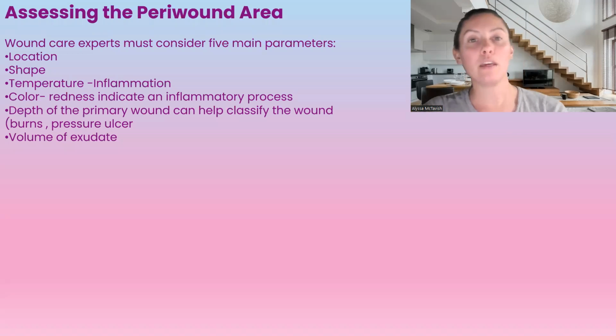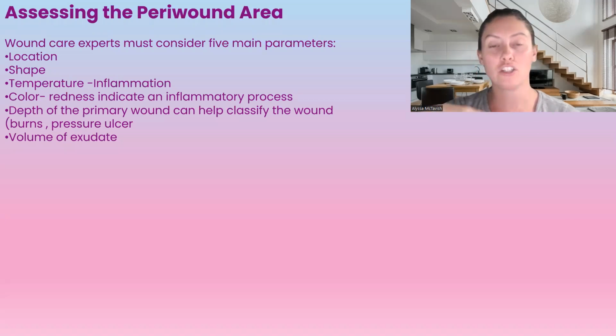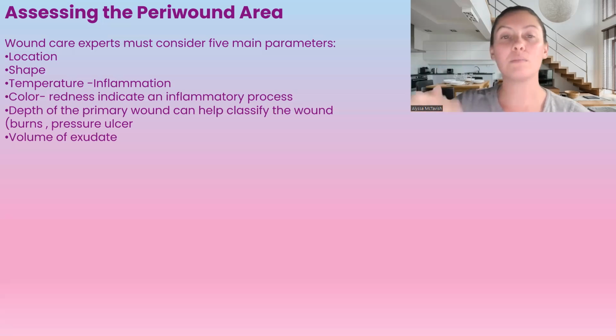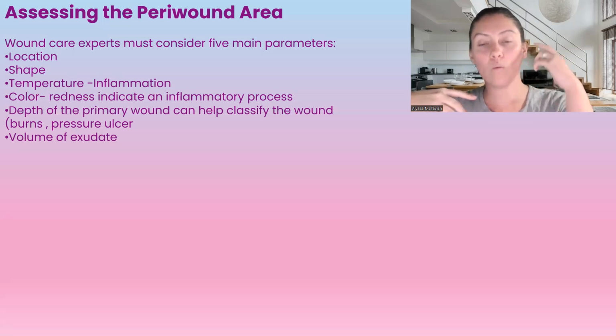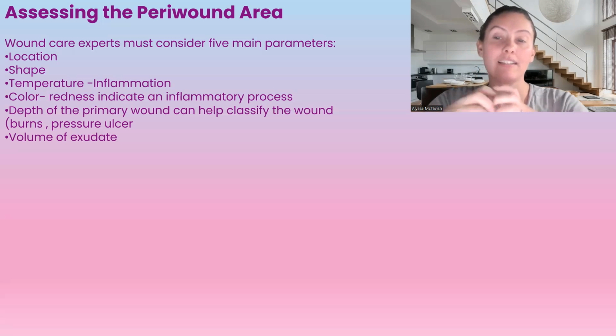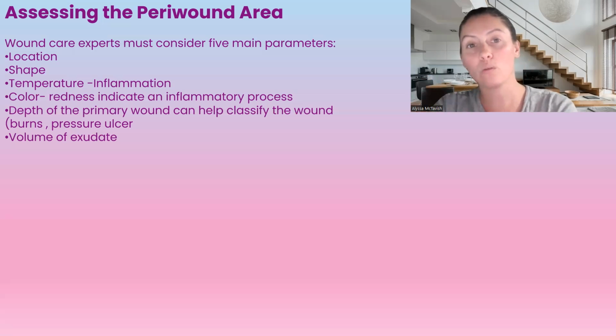So when we are assessing the peri-wound tissue, there are some things that we want to look at. So we want to look at the location. We want to look at the shape, the temperature. Is it warm? Is it red? Is it inflamed? We want to look at the color for redness, inflammation. We also want to look at the actual wound itself, the volume of exudate. So if we have a lot of drainage coming from that wound, we know that this can put us at risk for maceration. So we need to be looking at that and planning ahead and thinking, okay, what type of dressing, what type of technology can I use to protect this peri-wound so the wound doesn't get larger? Okay, we want to close the wound. We want to help it along, not let it get bigger.